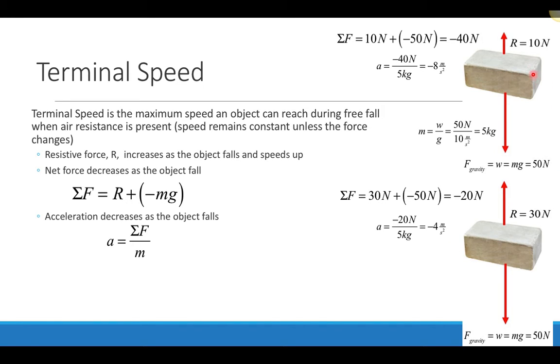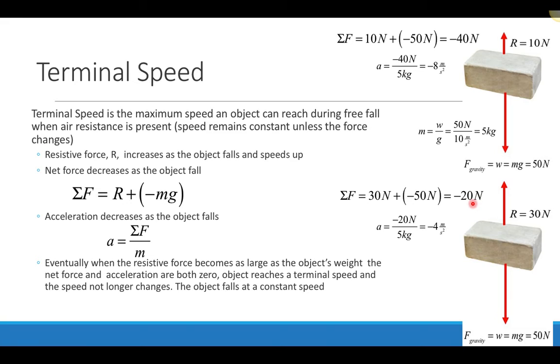So as an object falls, air resistance increases, the net force went from minus 40 to minus 20, it decreases, and whatever happens to the net force, that's the same thing that happens to the acceleration, so the acceleration also decreases.